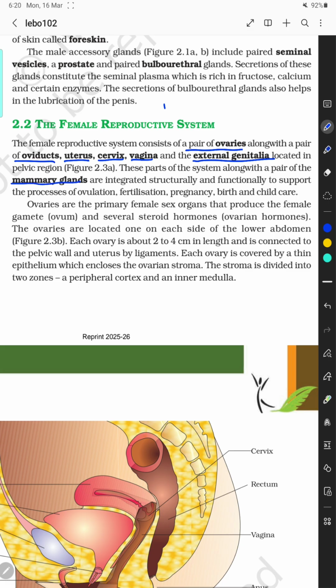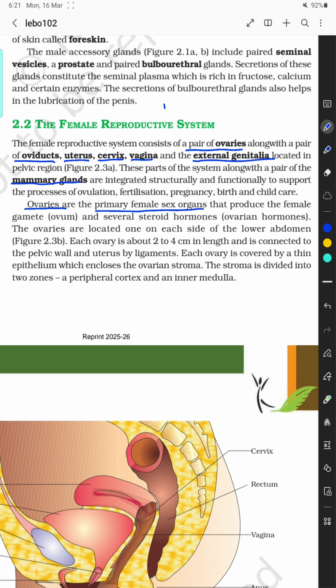Now come to the ovary. The ovary is the primary female sex organ. So what are the primary sex organs? Primary sex organs are those organs which are directly involved in the formation of gametes. In the male, the testes produce the sperm or the male gametes, and in the female, the ovaries produce the egg or female gametes. So they are the primary sex organs. But all other organs like the fallopian tube, cervix, vagina, uterus, and in the male, the accessory ducts and accessory glands, all these are secondary sex organs.